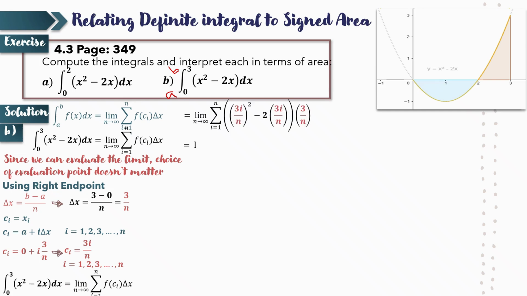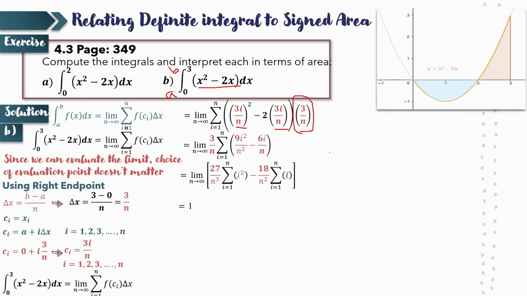When you substitute it in your Riemann sum, 3i by n the whole square. Here also the function remains the same, x square minus 2x. Now the common constant term 3 by n, you will take it outside and distribute the sigma. In the next step, you can take the constant outside, 9 by n square. So 9 into 3 is 27, n into n square is n cube. Similarly, 3 into 6 is 18, n into n is n square.